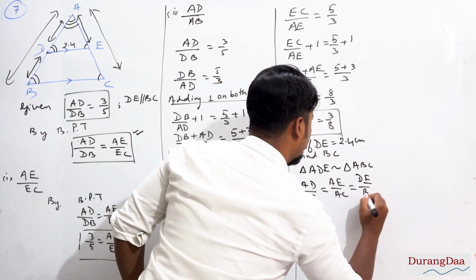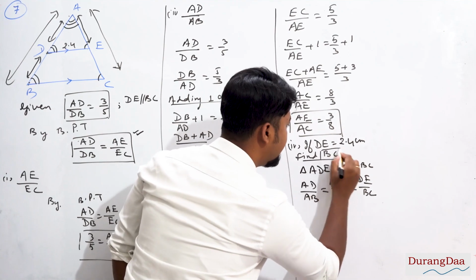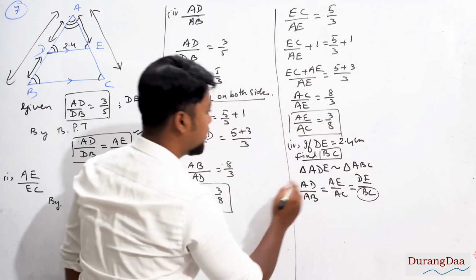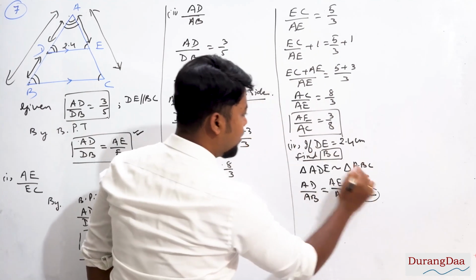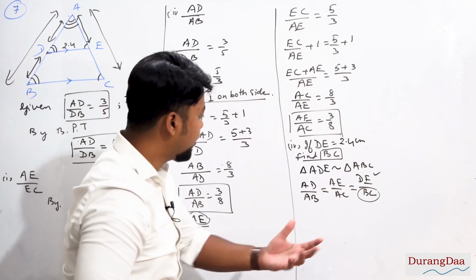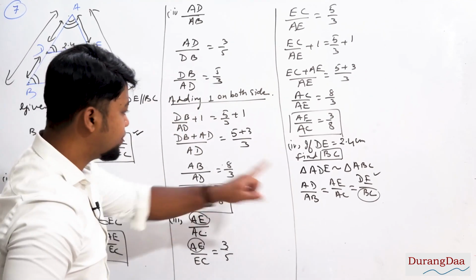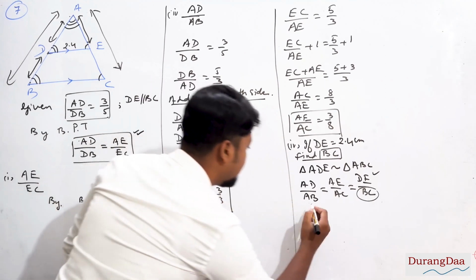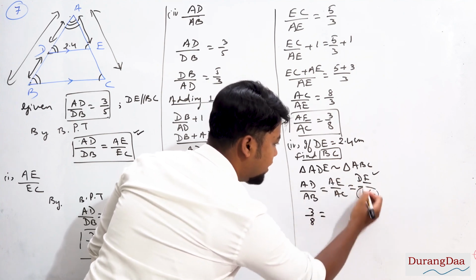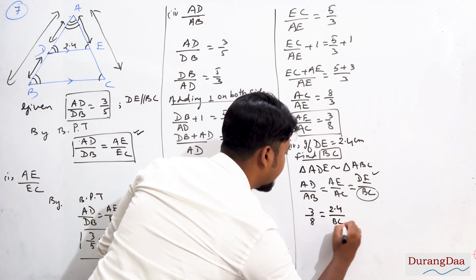DE by BC. So just to check, we have to find BC. BC is here, that means we have to take this term. The value of DE has been provided. Now out of these two terms, check which value you already know. AD by AB is 3 by 8. So we can substitute those values here. The value of AD by AB is 3 by 8 equals, I will omit this term, DE by BC. The DE value is 2.4 and BC we have to calculate.